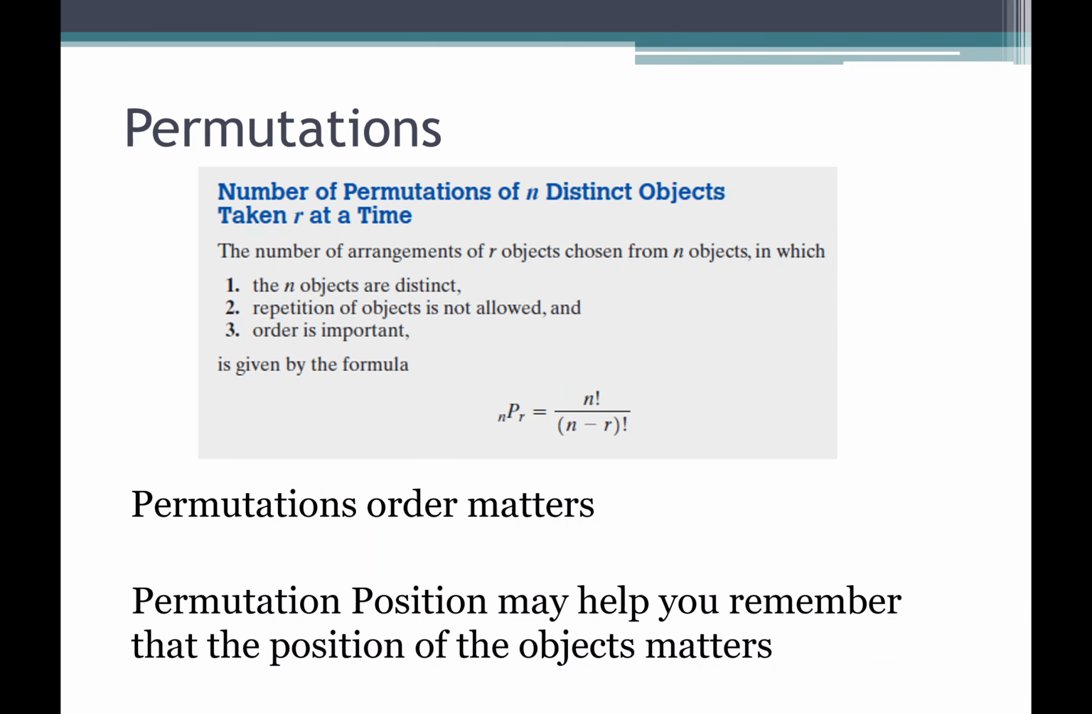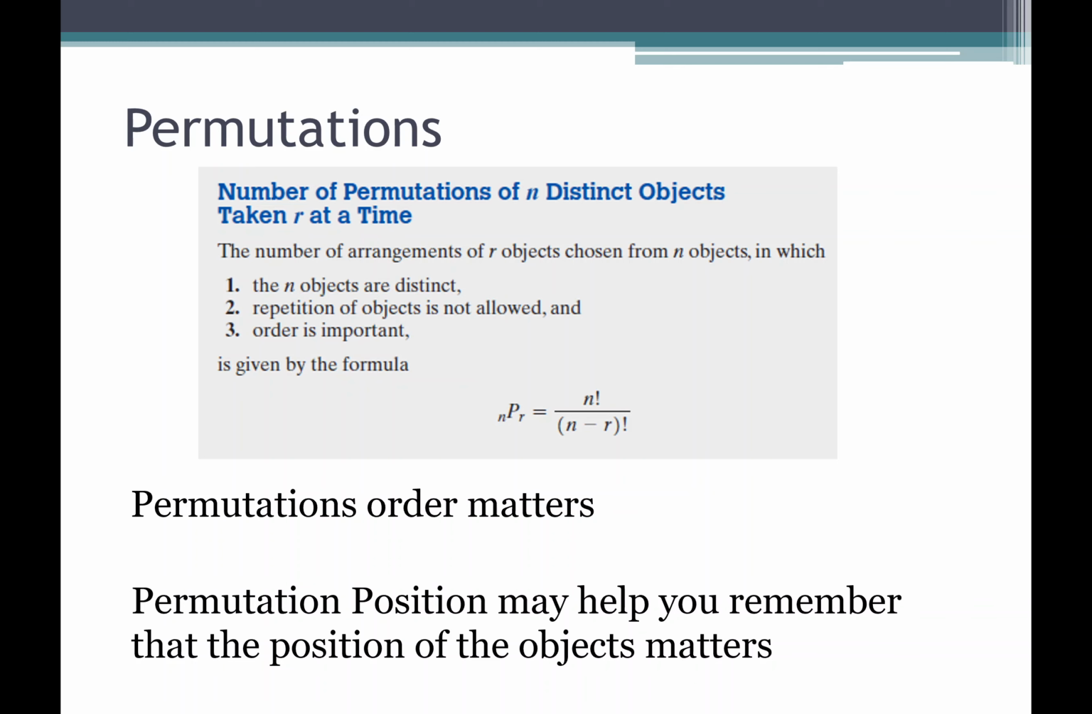The number of permutations of n distinct objects taken r at a time. The number of arrangements of r objects chosen from n objects in which the n objects are distinct, repetition of objects is not allowed, and order is important, is given by the formula nPr is equal to n factorial over n minus r factorial.